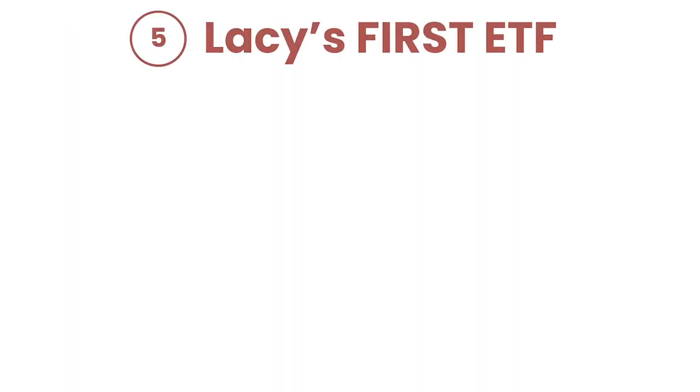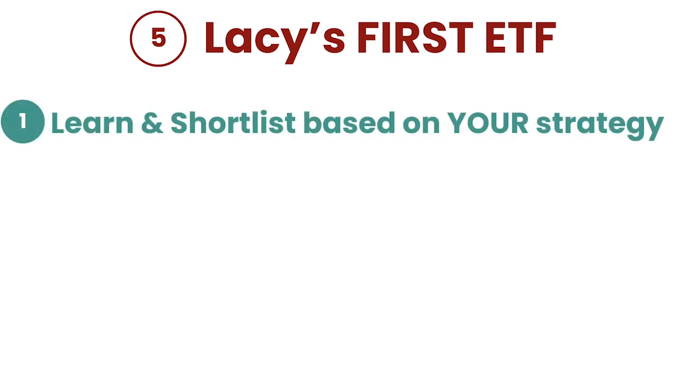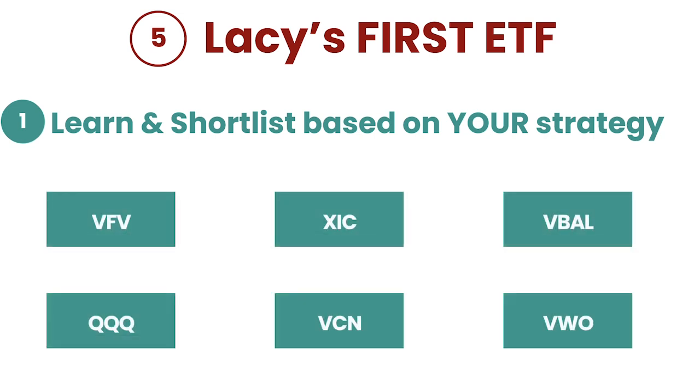The first step along the way is learning and shortlisting based on your strategy. For Lacey, who's a cautious investor, she believes these 6 fit into her strategy. VFV, because it provides a broad exposure to the US stock market. XIC, because it provides good exposure to the Canadian stock market. VBAL, because it has a good balanced portfolio with 60% stocks and 40% bonds mix, which is baked in diversification.